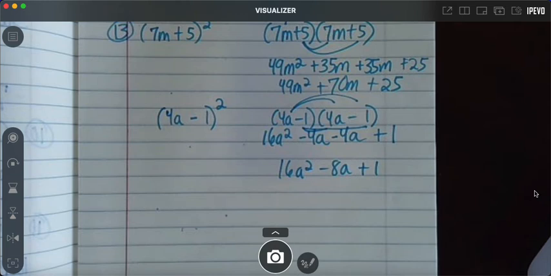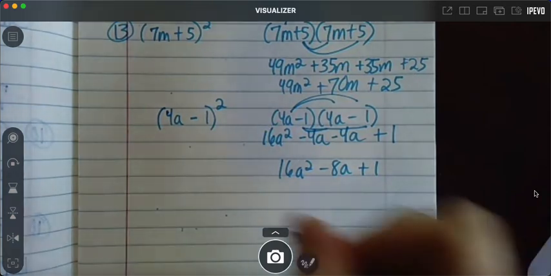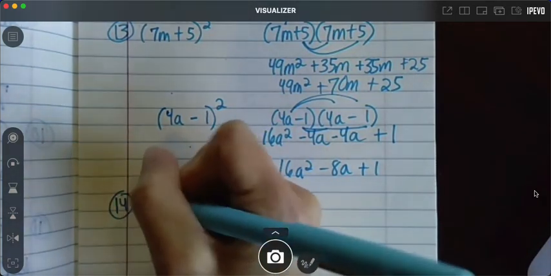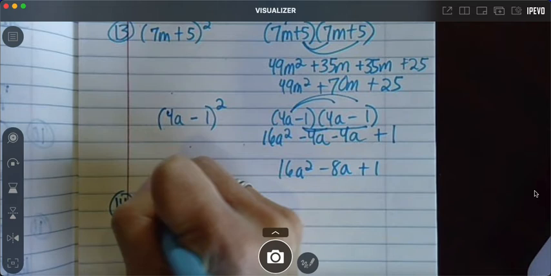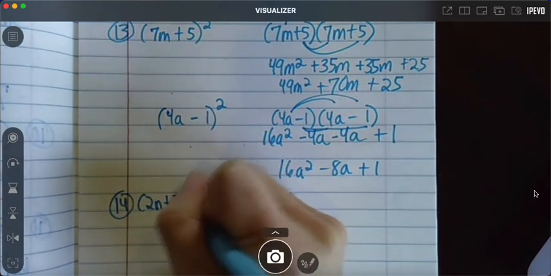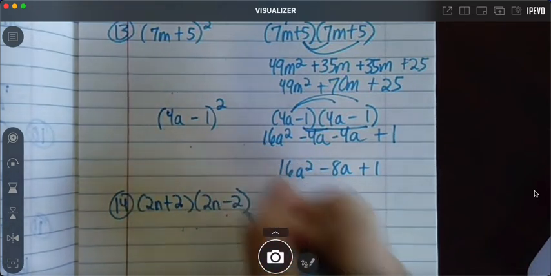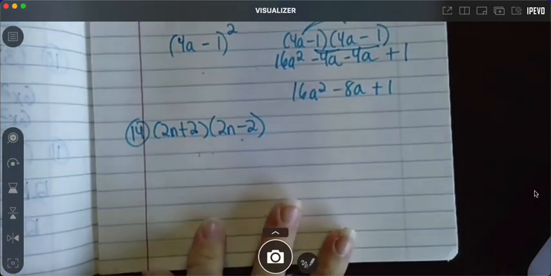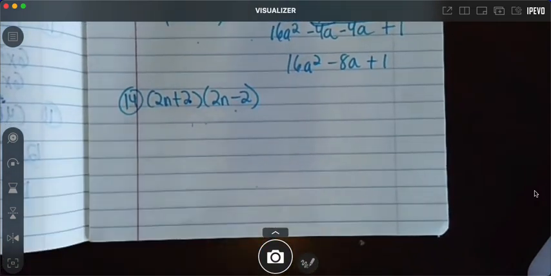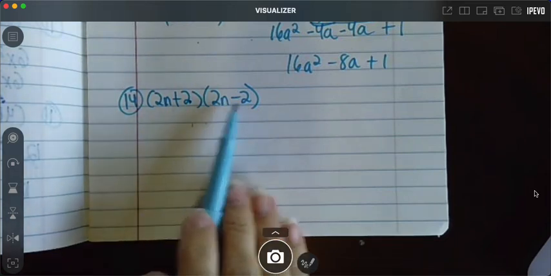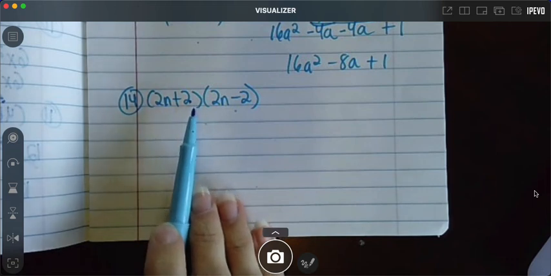Number 14, I call that a conjugate. What in the world is a conjugate? You will hear that word a lot in Algebra 2. So it's when you have the same numbers, but one is a plus sign and one is a minus sign. A conjugate means all your middle terms are going to cancel out. I know that because see how these are the same numbers, but one's a plus sign and one's a minus sign.